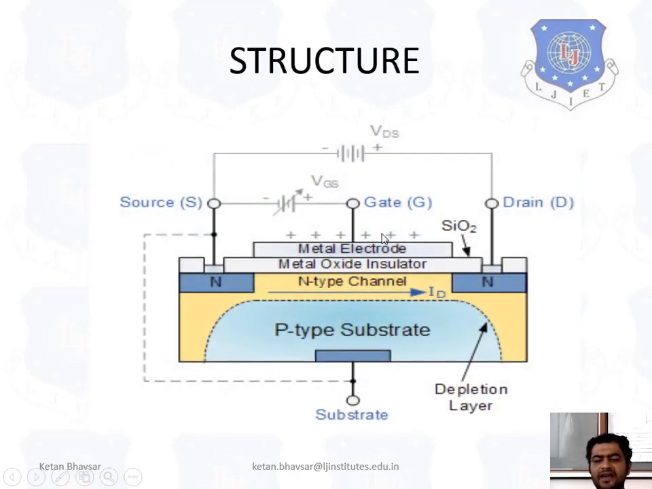This one is the structure. Finally, in the books it looks like this. As you can see, this one is a P type substrate, so we are taking the NMOS. This one is your source terminal, drain terminal, the voltage between them, VDS, means drain to source, and the voltage VGS is from gate to source. Metal electrodes, metal oxide insulator, N type channel, depletion layer.